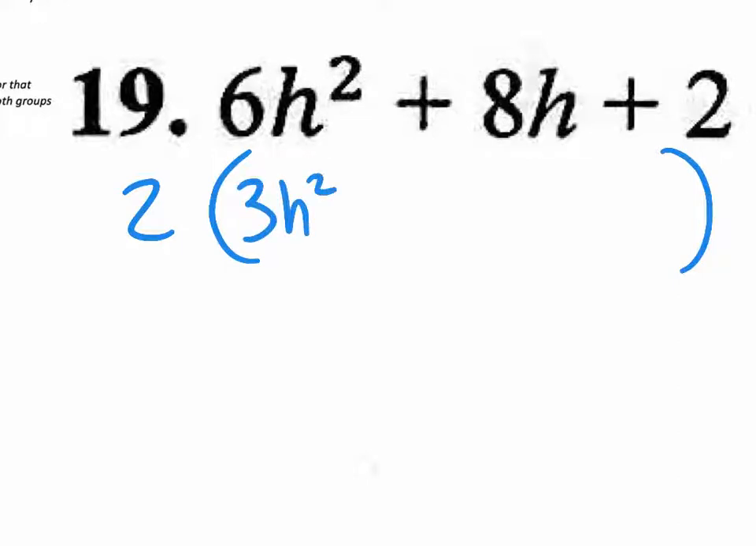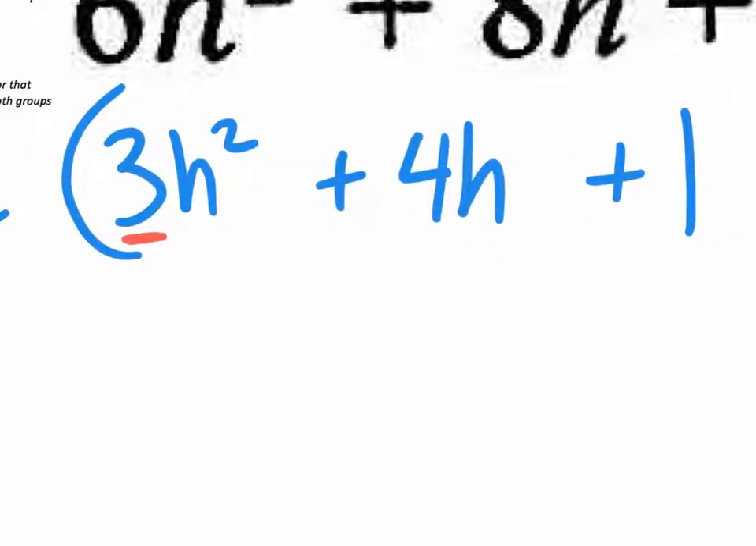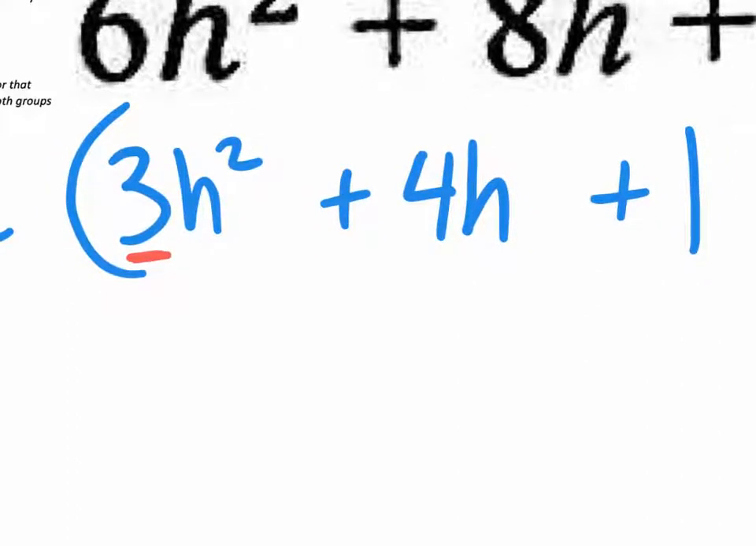3h squared plus 4h plus 1. Okay, now what that did, I still have an a value of 3, but now I'm going to be able to factor this quadratic trinomial with the a value of 3, the b value of 4, and the c value of 1, which will be easier than the original one, which had bigger numbers. Does that make sense? So right here, the a value is 3, the b value is 4, the c value is 1.